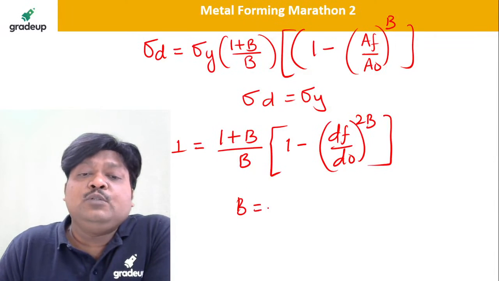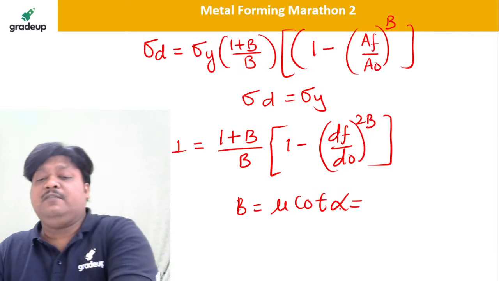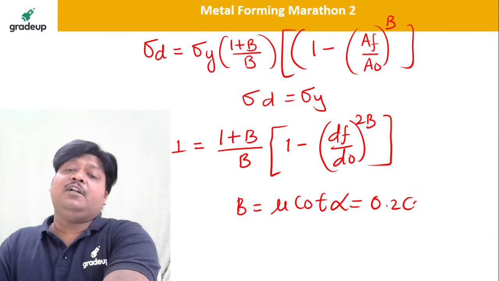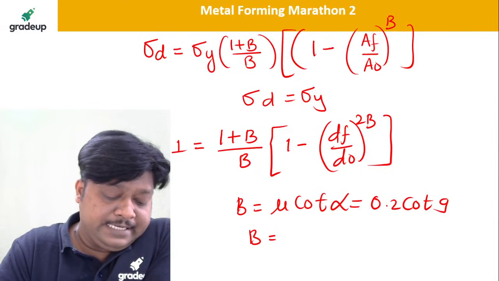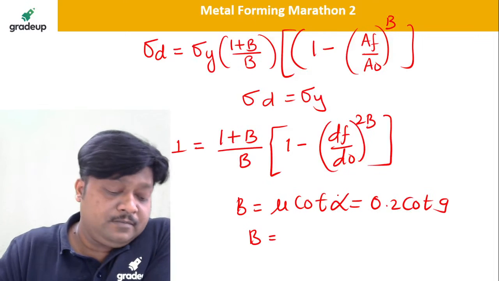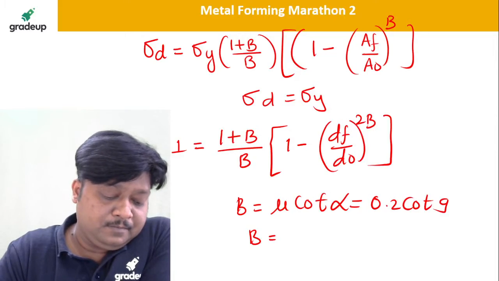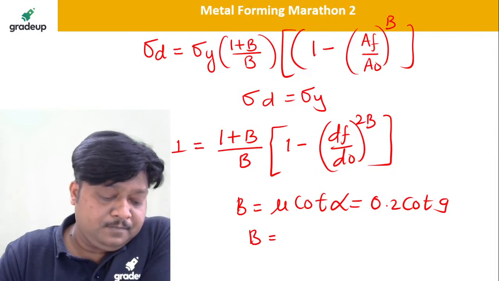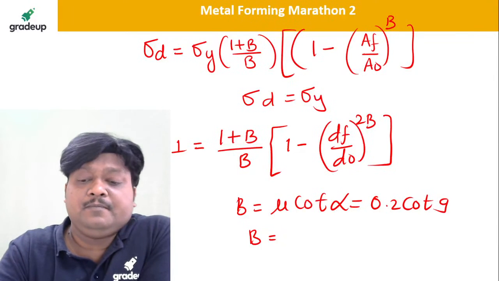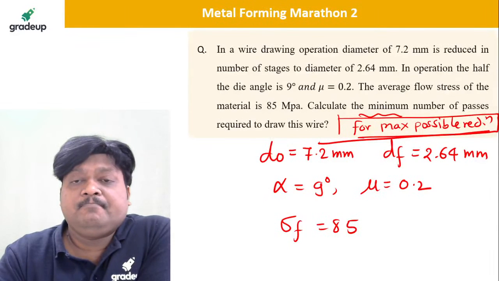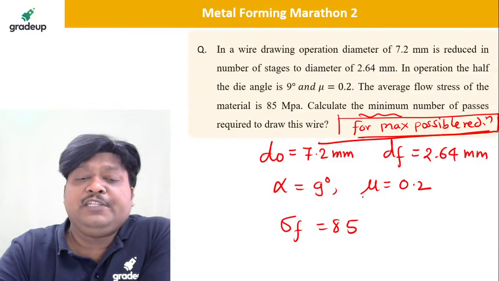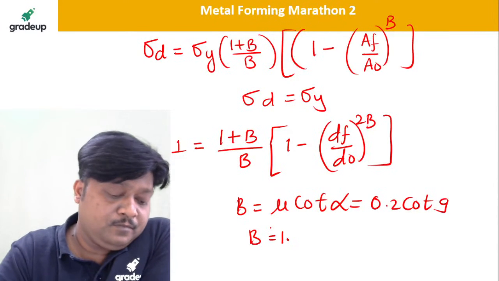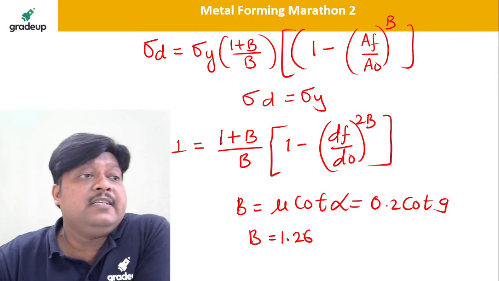Now here B is equal to what? Mu cot alpha. Tell me the value of mu cot alpha. Mu is 0.2, cot 9. B is 0.2 divided by tan of 9. It will be 1 point... is it 1.26? Okay, 1.26. Yes, that is correct.